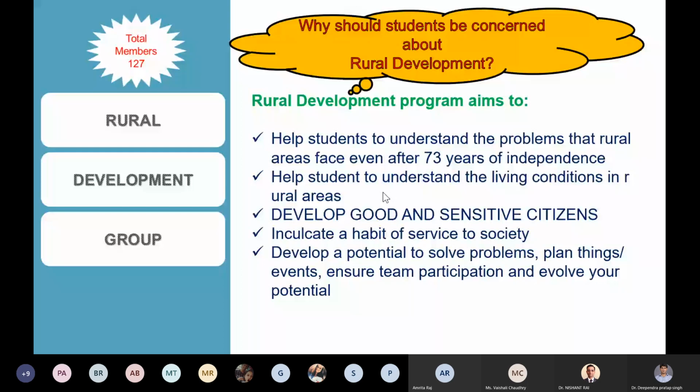So if we are living in the cities, we have everything available to us, right? Easily available means you have internet facilities, and if you want anything you can order online and it can reach you within a day or two. But in villages it's not like that. So basically by visiting the villages and looking at the problems, we will also inculcate a habit of service to the society.